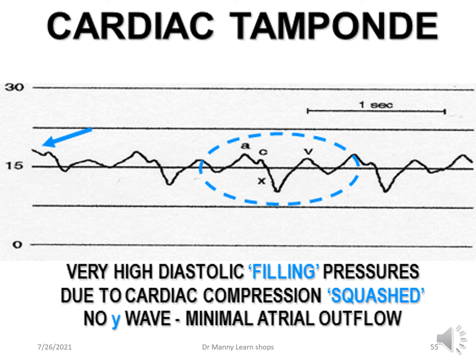Cardiac tamponade, as we mentioned in your pre-test question. Cardiac tamponade because of high diastolic filling pressures due to cardiac compression, essentially the heart being squashed. There's no Y wave because there's minimal cardiac outflow.